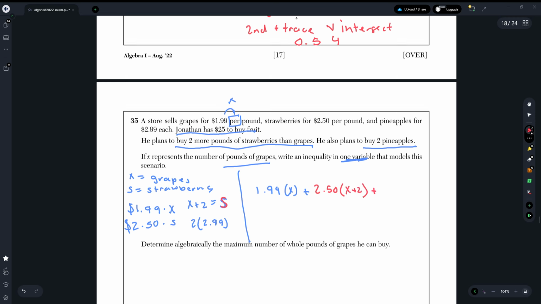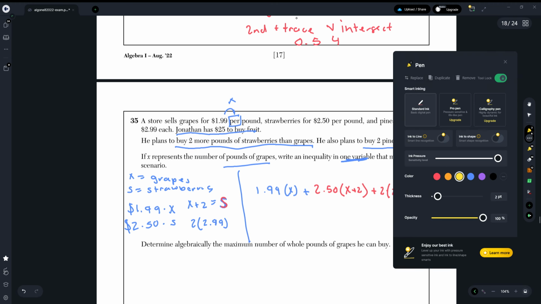Right? Plus, he also plans to buy 2 pineapples, and we have that down right here, 2 times 2.99, right? And all of this has to be less than or equal to 25. So less than or equal to 25, right? Because he only has $25 to buy this with, right? So his total cost can't go over that.